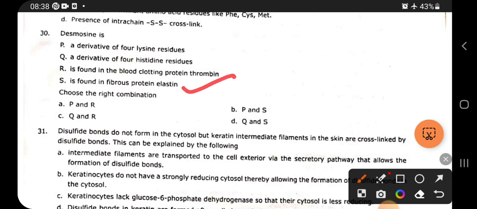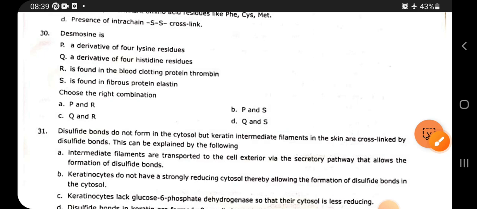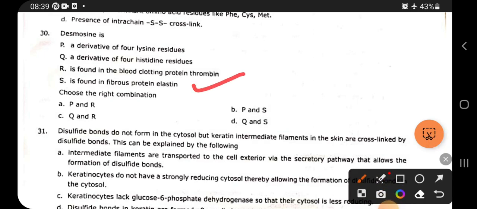When you talk about the sub unit of elastin, you don't say that it's a topoelastin. You always say it's desmosine. It is a derivative of 4 lysine residues for sure. So the answer would be P and S. Also, if you eliminate the options, then you have correct option as S.